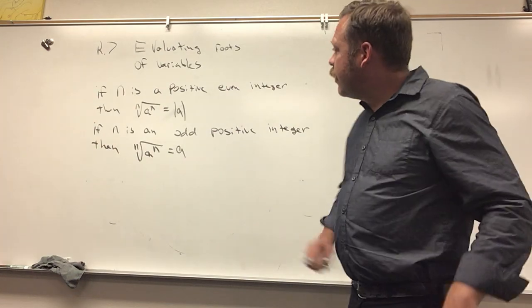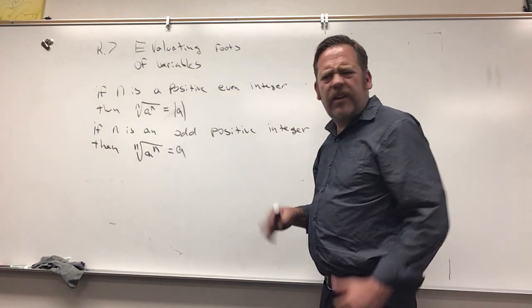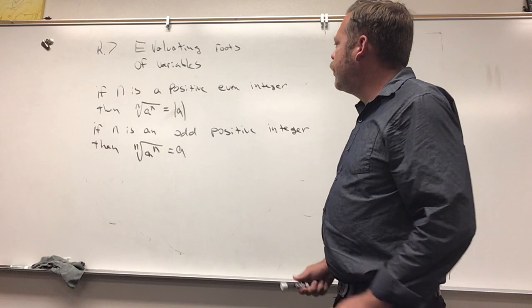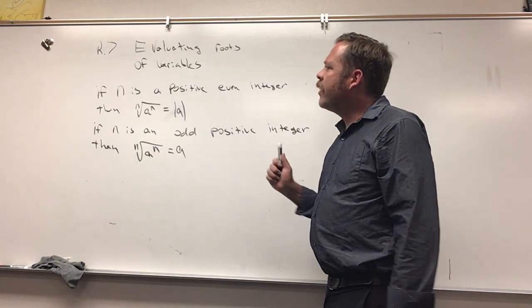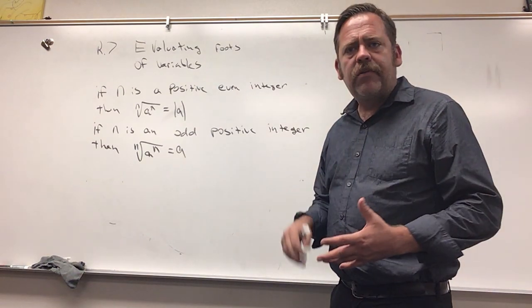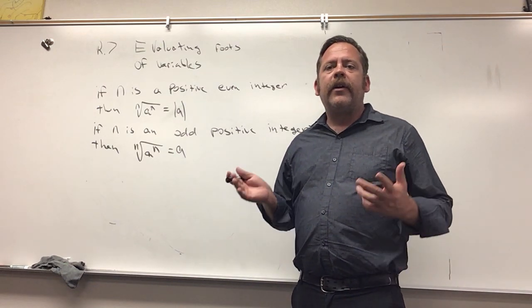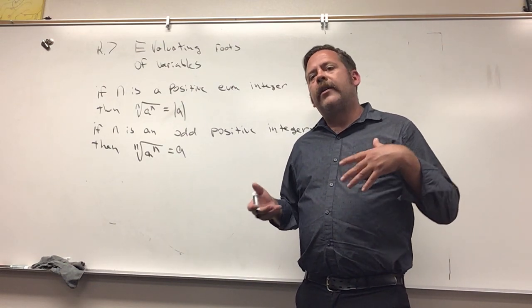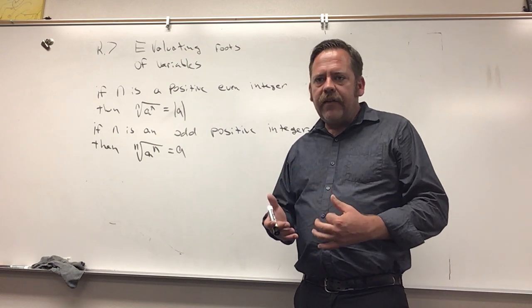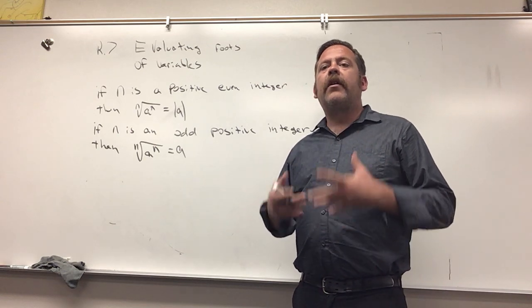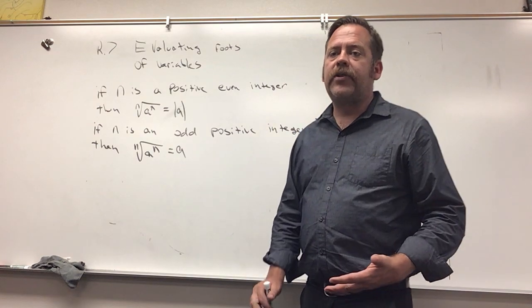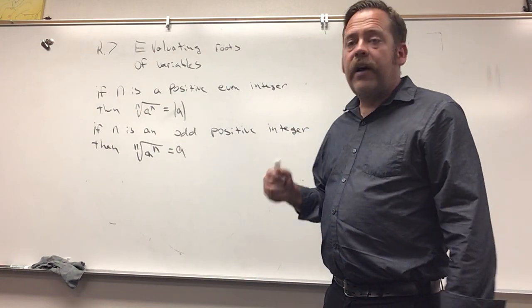R7 continued, R7 got a lot to it. But right now, we're looking at evaluating roots when there's a variable inside of the root. Because you can't ever take an even root of a negative, and the even root of a negative can't ever be negative. So the input and the output have to be positive.